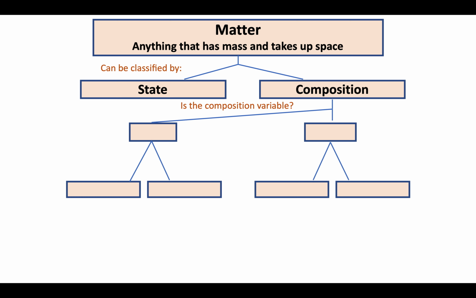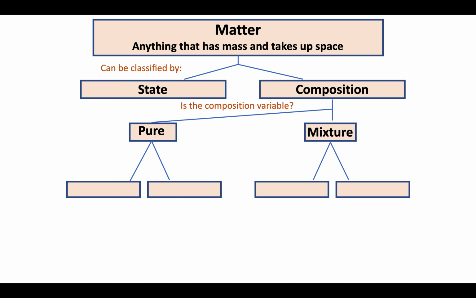We can also classify matter by composition. So what is composition? It is the basic components that something is made out of. So when you're thinking of composition, you want to think, okay, what is this substance actually made of? And when we're organizing matter by composition, the first question we want to ask ourselves is, is the composition variable? What that means is, is it changing, or is it the same? Is it made of only one thing?